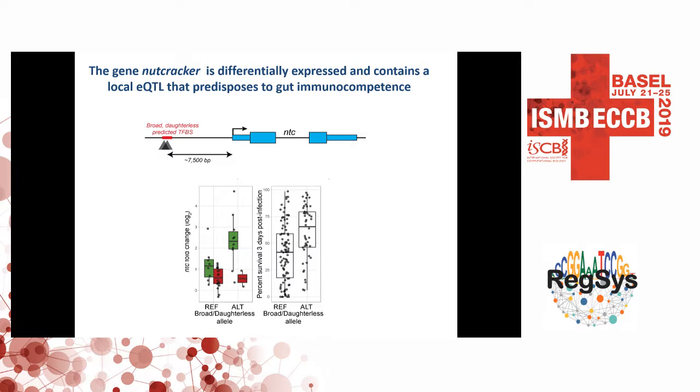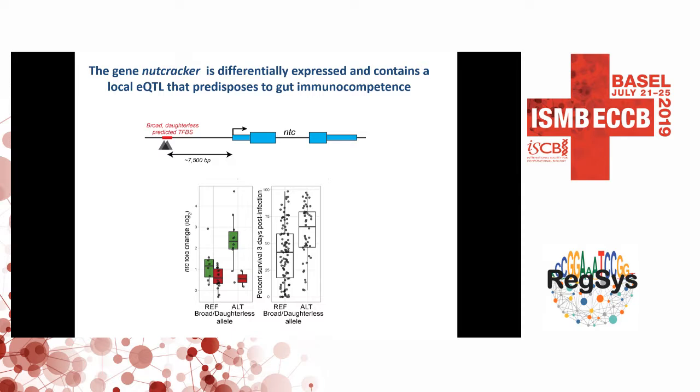And as you can see here, in the alternative context, Nutcracker is highly increased in the resistant versus the susceptible lines. And this actually also correlates with the fact that for flies that are homozygous for this particular variant, many of them are more resistant than in the reference context. All indicating that perhaps this variant at least contributes in a specific fashion to the resistance to infection.